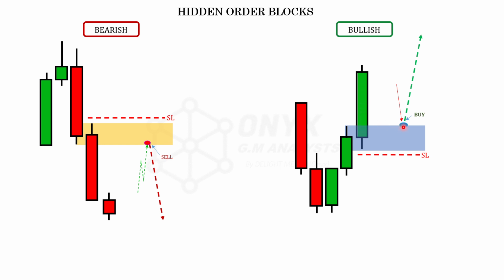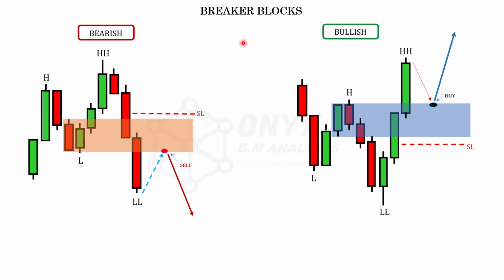And then as soon as you see an FTR candle or a hidden order block, like in this case, that's where you will be looking for your entries. Okay, let's proceed. Now, here we have a breaker block. It's still an order block. Okay, it is an order block.